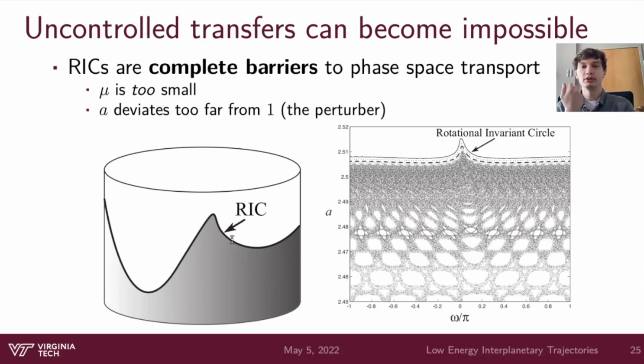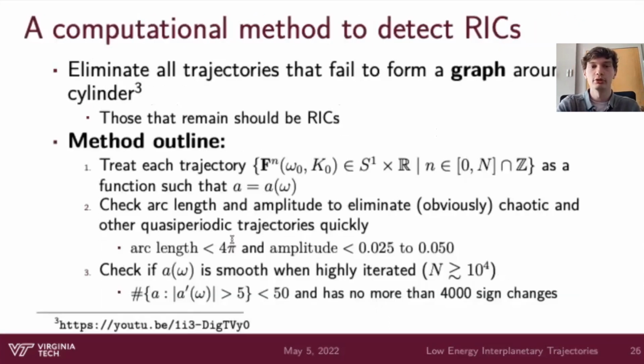This can happen in 2 ways. It can happen if your mass parameter is too small, or if your close approach isn't close enough. If you're too far away, then you're going to get a rotational invariant circle. In this regard, it's important to try to find these. The property of rotational invariant circles that we're going to use, which I'm going to start calling Ricks, is that they form continuous functions on a cylinder, which is our phase space. So they form a graph. That's what we're going to look for.